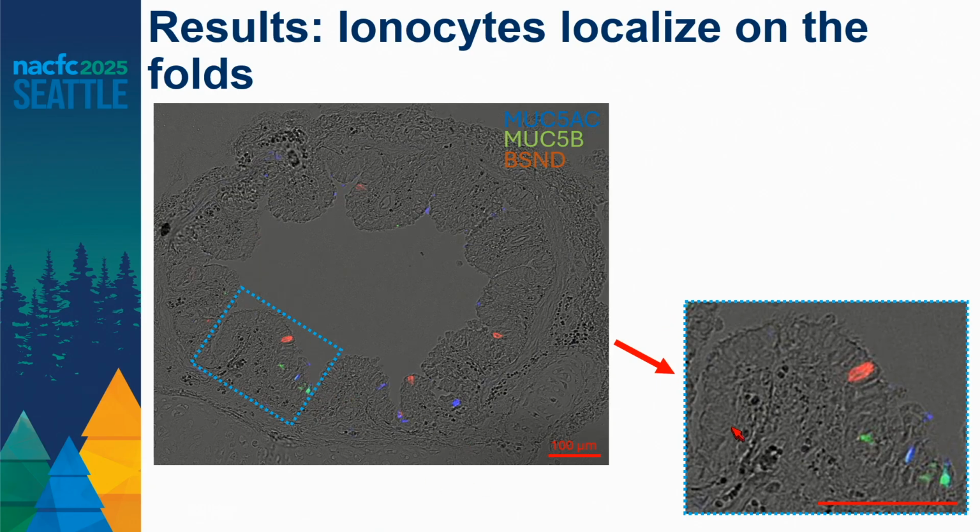And here is a zoomed-in picture of one section of the swine distal airway. We can see most of the airway surface is actually covered with ciliated cells. We can see the cilia here. And then we can see the BSND-labeled cell there, and we can see mucin 5B plus cells and mucin 5AC plus cells. And there are some cells that are both mucin 5AC plus and mucin 5B plus in the same cell.